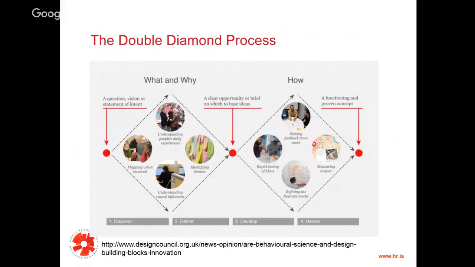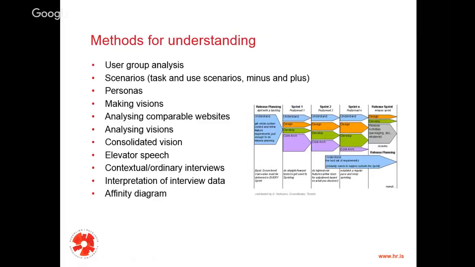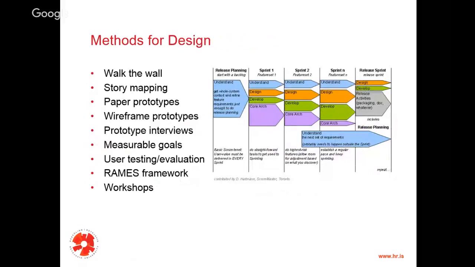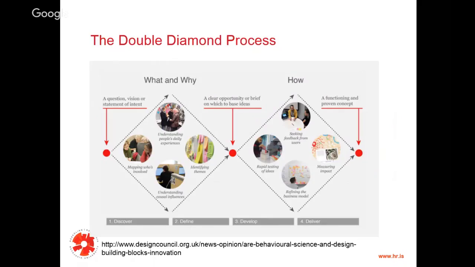I've also been very much connecting to this double diamond, because for me, the first phase is on understanding, and the next one is on design. So this is like mapping who is involved, understanding people's daily experiences, and understanding why we are doing this. So I think all these methods could be used in the first diamond, and then these in the second. So we connect to this picture that I've been showing you often.